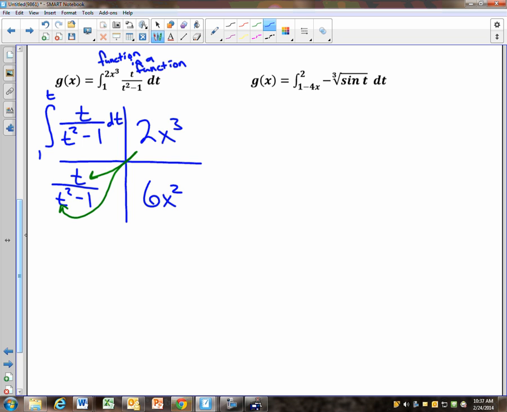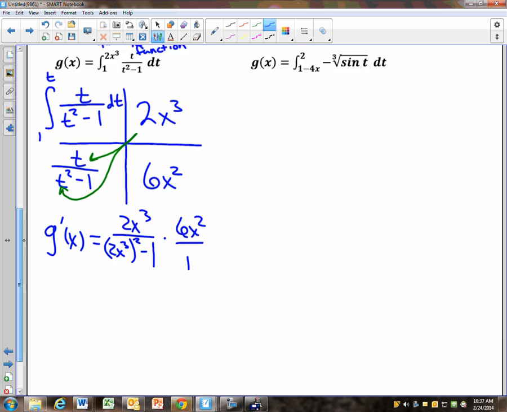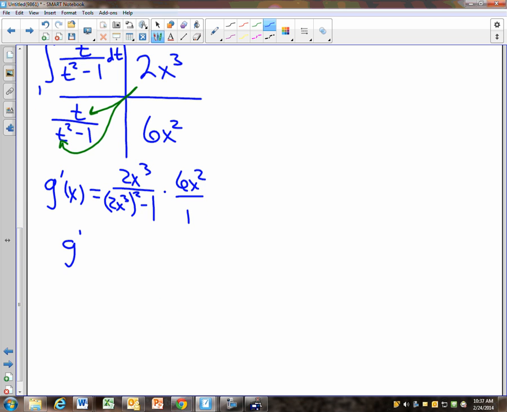So I take the 2x to the third, I plug it in there. Remember, I got to multiply the two together. So the derivative of g of x, so g prime of x, is going to be 2x to the third over 2x to the third squared minus 1 times 6x squared over 1. So g prime of x, as Larry said, let's put it together and we get 12x^5 over 4x^6 minus 1.